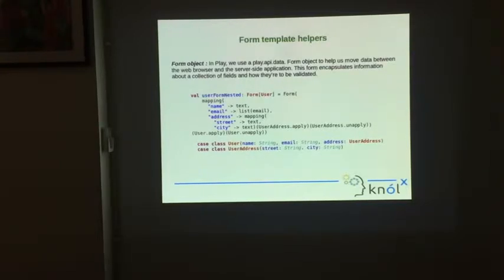So in the controller, suppose in the controller we define a user form nested, and we are mapping with the case classes user address and the user. Suppose the form fields are name, email, address. Address is like nested, it's a nested array. So this part will be mapped with the user address and the whole part.